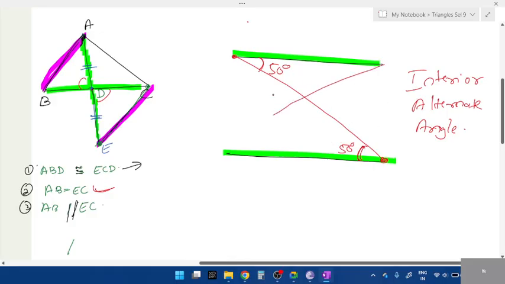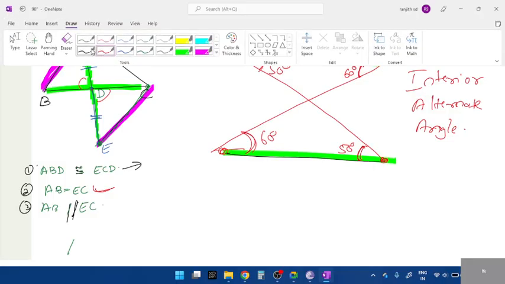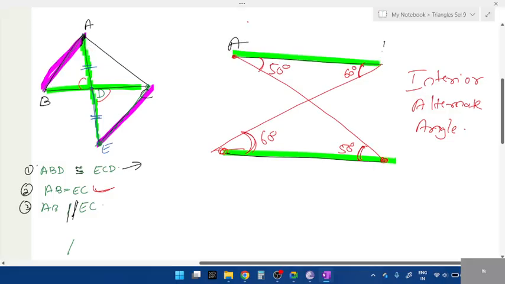If I join like this, these two will be equal. If this is 60 degrees, what will be this angle? The reason is the same, interior alternate. Okay, don't write, students, don't write. I'll name this as A, B, O, and this as C, D.